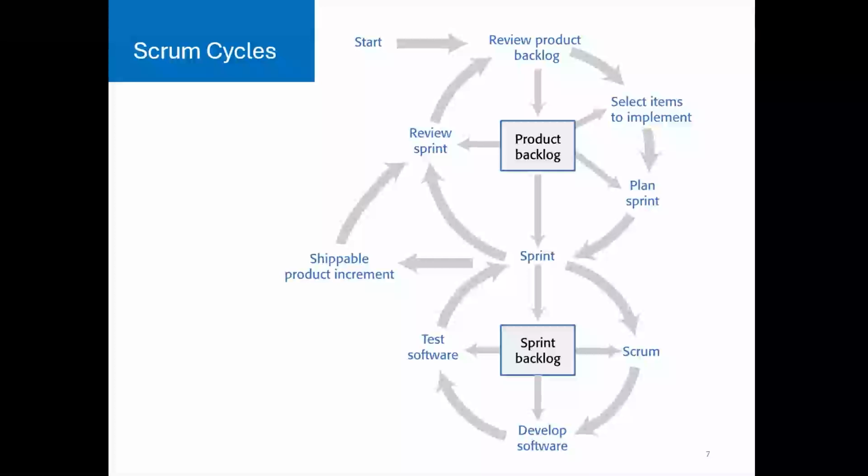After that, the sprint officially starts. During this fixed length cycle, usually between 2 to 4 weeks, the team works only on the selected sprint backlog items. And each day, we reach the Scrum phase.